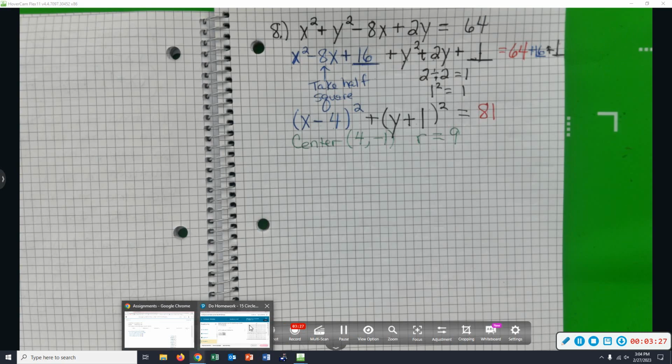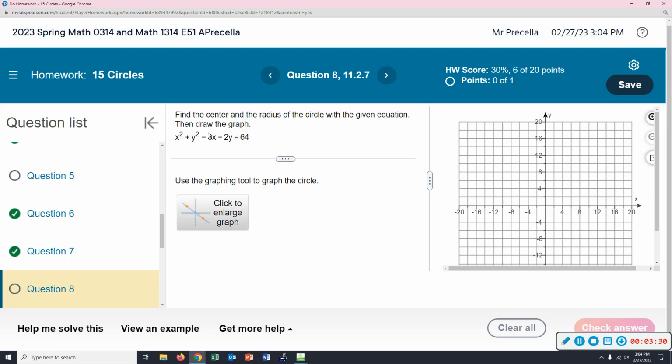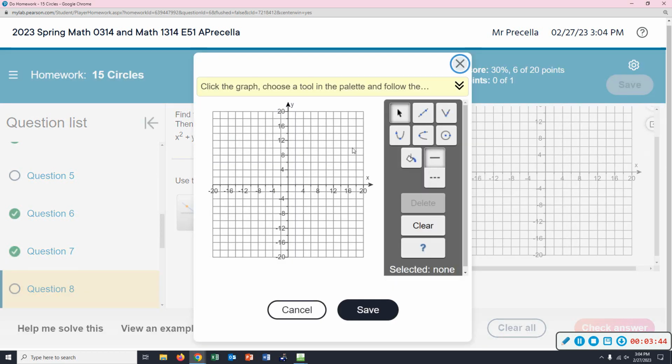So we come over here. Oh, they want us to graph it first. No, find the center and radius. You don't type in any of that. You're just finding this here. Okay, and we click our circle tool. There's only one tool there that looks like a circle.